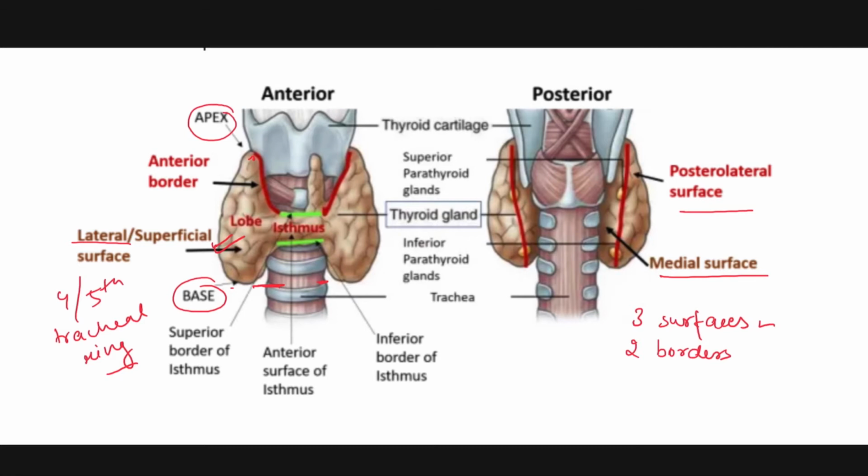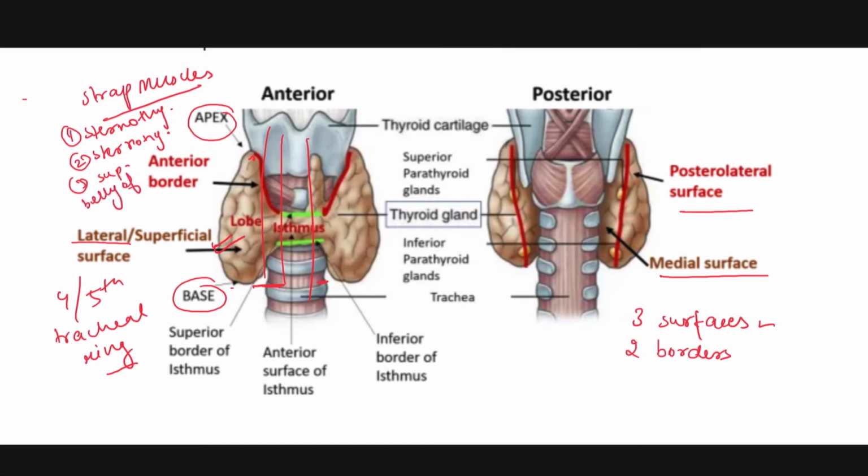Strap muscles आप सबको पता होगा, जो ऊपर muscles आती हैं. Strap muscles कौन सी होती है? Sternothyroid, sternohyoid, and we have the superior belly of omohyoid. And ऊपर हमारा यहाँ पर ऐसे sternocleidomastoid muscle भी cover कर रही है दोनों साइड पे, right?